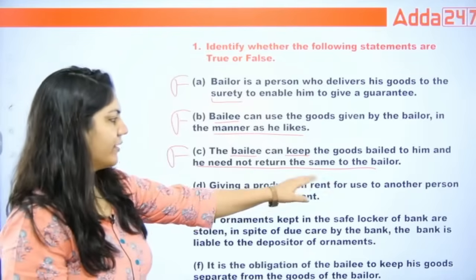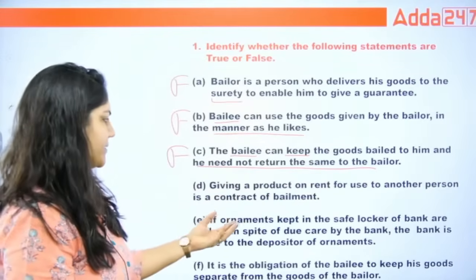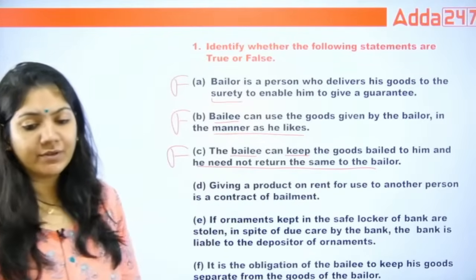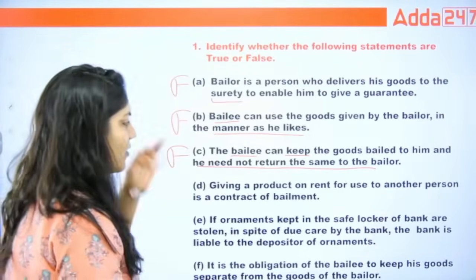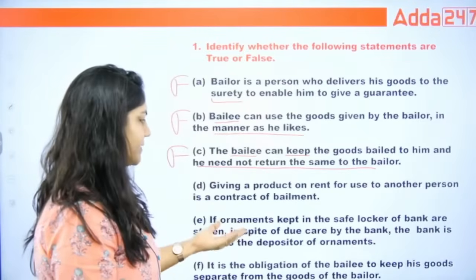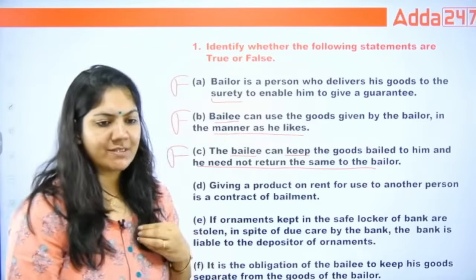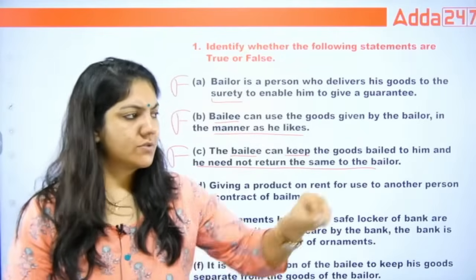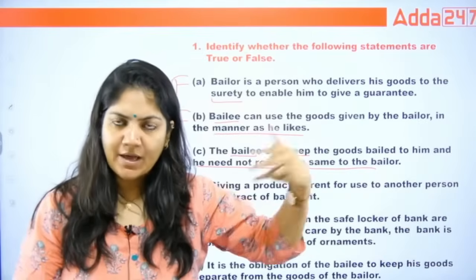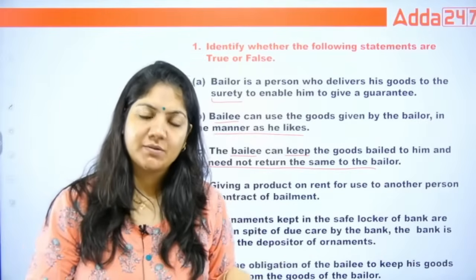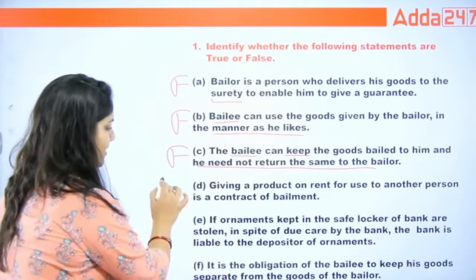Giving a product on rent for use to another person is a contract of bailment. Very good example. Everybody has to give me the answer. Yes, it is true. Suppose Nikita ma'am is giving her car to another person for 10 days to use, and after 10 days I just take my car back. So this is bailment. The answer is absolutely right.